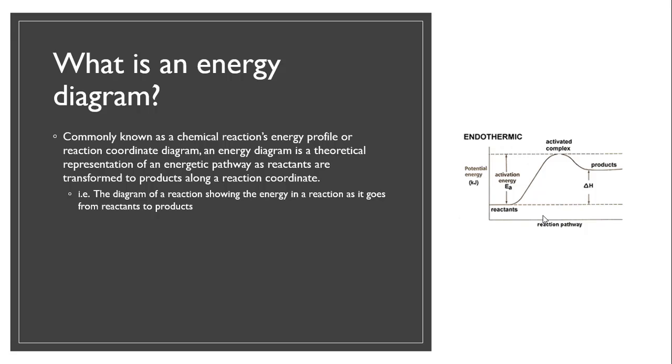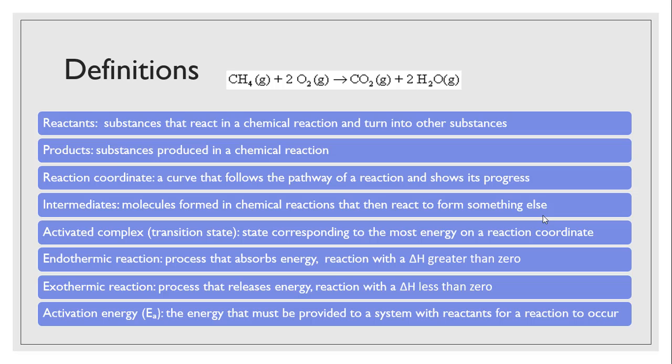So what is an energy diagram? An energy diagram is commonly known as a chemical reaction's energy profile or reaction coordinate diagram. It is a theoretical representation of an energetic pathway as reactants are transformed to products along a reaction coordinate, and this means that it shows the energy of a reaction as it goes from reactants to products.